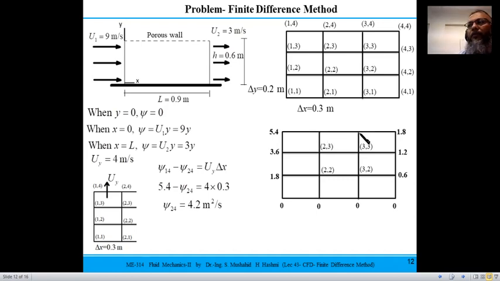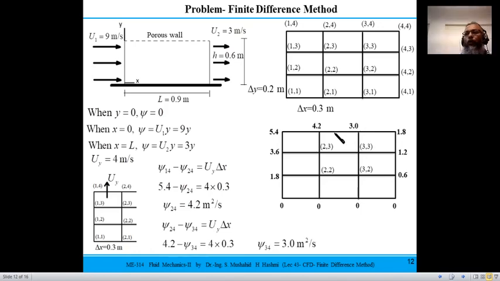Similarly, I can work out the stream function at 3 comma 4 as well. So the stream function at 2 4 minus that at 3 4 would be the velocity in the y direction times the distance. I substitute the value of the stream function at 2 4, which I have already worked out, 4.2. So the only unknown here is the stream function at 3 comma 4. So I know these values of the stream function at the boundary as well, just applying the fact that the change in the value of the stream function, as we have already seen in potential flow theory, is actually equal to the volume flow rate.